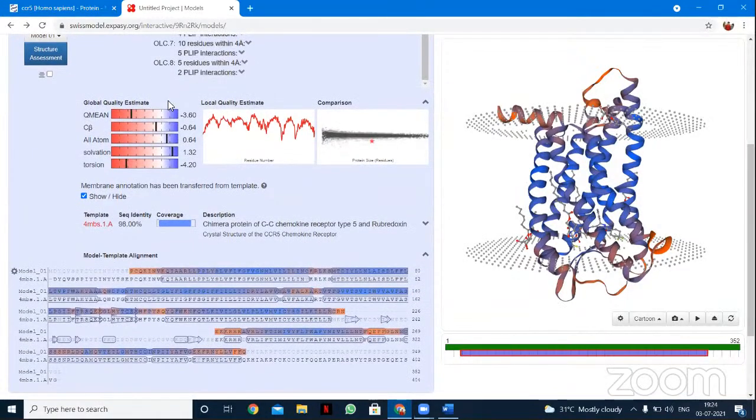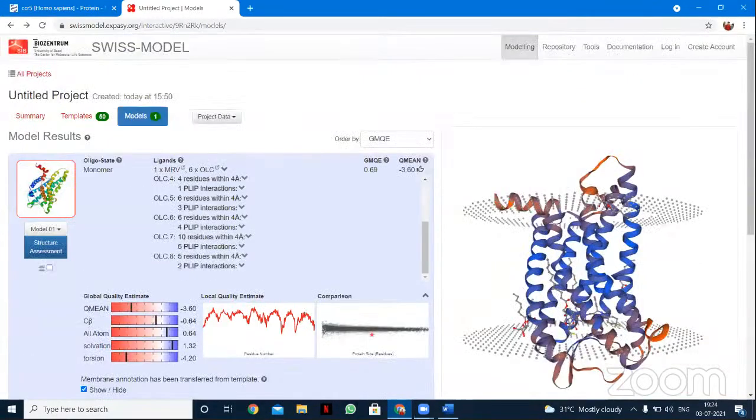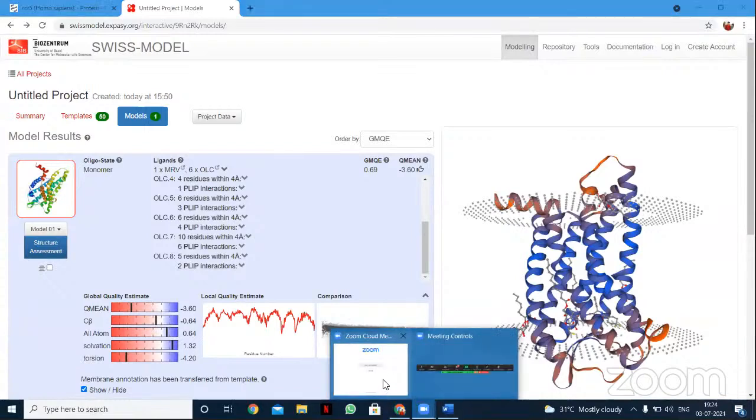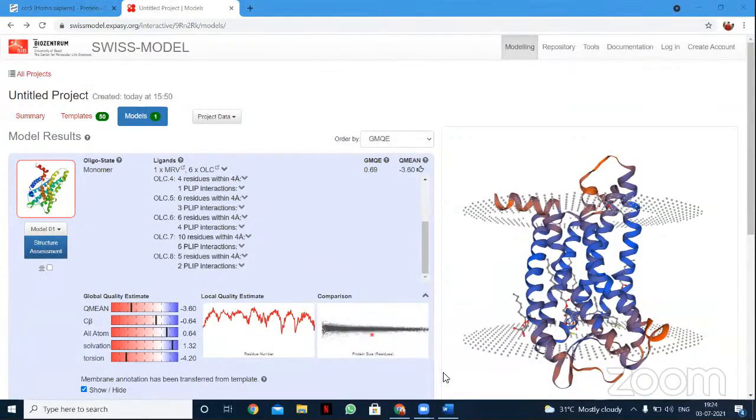Now you can unshare the screen. I will continue. You can unshare the screen. Okay, I will only do it.